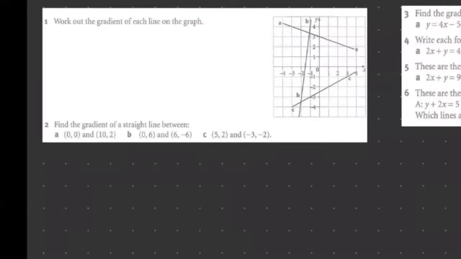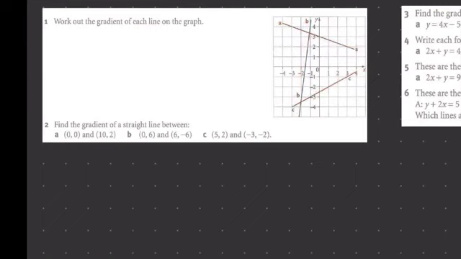So this is the end of unit review for chapter 18. Question number 1, it says work out the gradient of each line on the graph. So every single line that's on the graph, we need to work out the gradient.